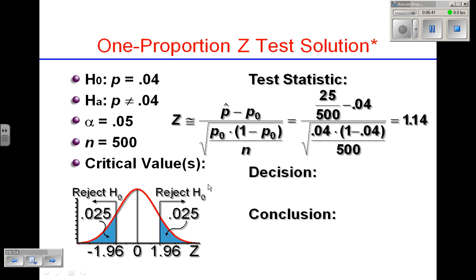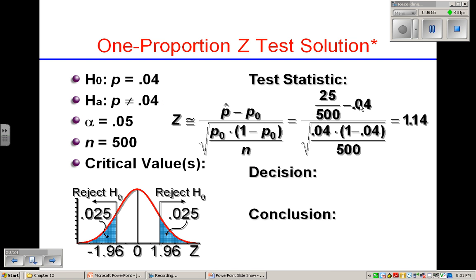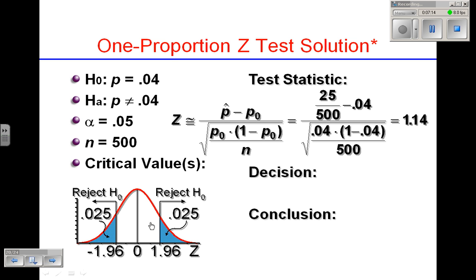Use our formula that I just gave you to calculate the test statistic, the z-score. So our p-hat, we had 25 out of 500, minus our null, and then we're dividing by, use the null here, 0.04 times 1 minus 0.04, and we get a test statistic of 1.14. If you look at your picture here, 1.14 would be somewhere in this area, right, somewhere in here.